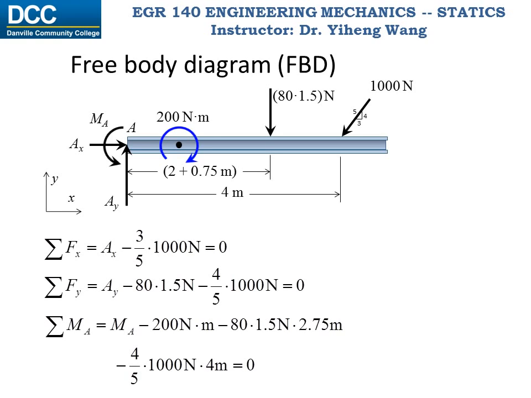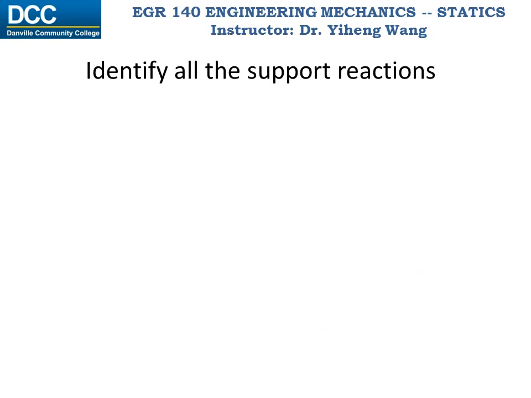Now we have 3 equations, 3 unknowns. We can solve for all of them. The solutions all have positive magnitudes, and that means they have the same directions as we assumed in the free body diagram. If the calculated result is negative, then it has the opposite direction as assumed.